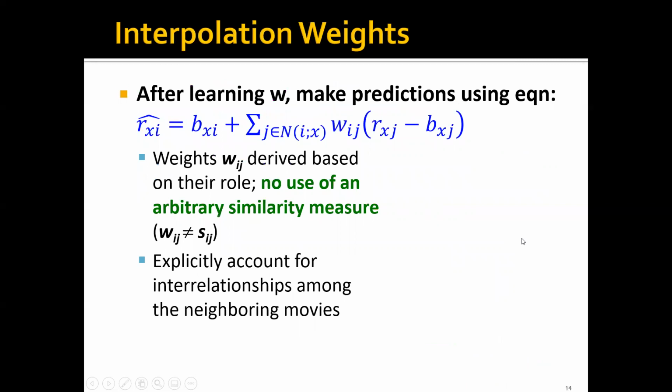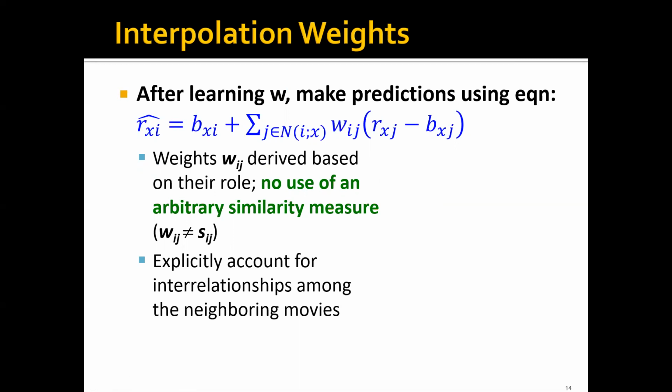After learning this W, we can then make the predictions using this same equation. Remember that this is the predicted rating from user x to item i. This is the baseline estimate. And this is the weighted sum. Note that these weights wij are derived based on that rule, and they are based on the training data.